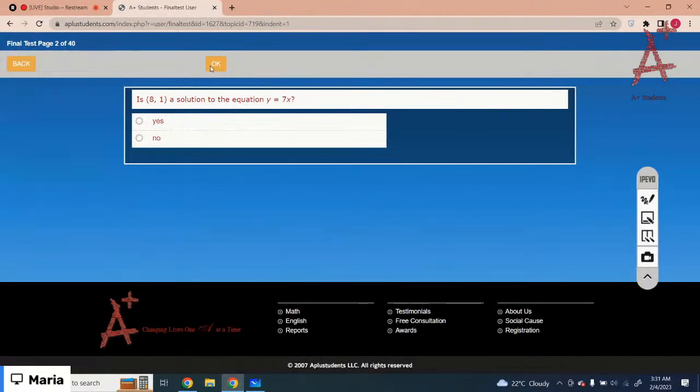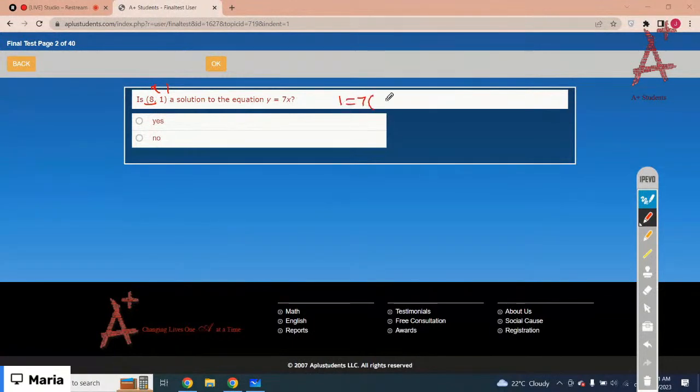Okay, is (8, 1) a solution of the equation? X is 8, Y is 1. Let's just see. 1 equals 7 times 8 because Y is 1. 1 equals 7 times 8 is 56. No, they are not equal. Got it? That means this isn't the solution of the equation. The correct option is no. Got it?